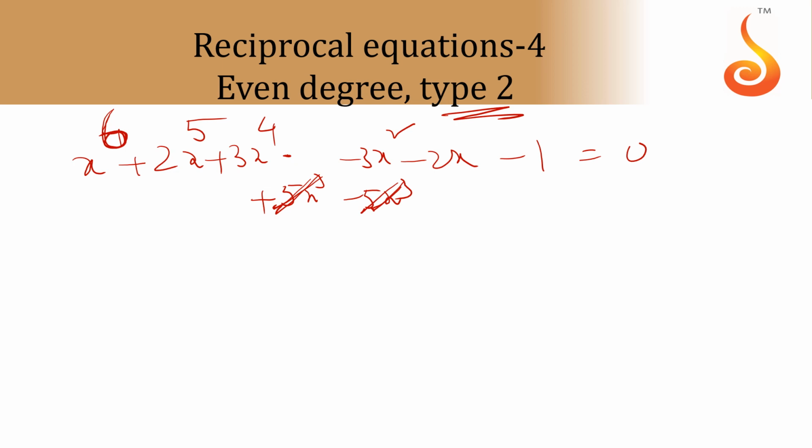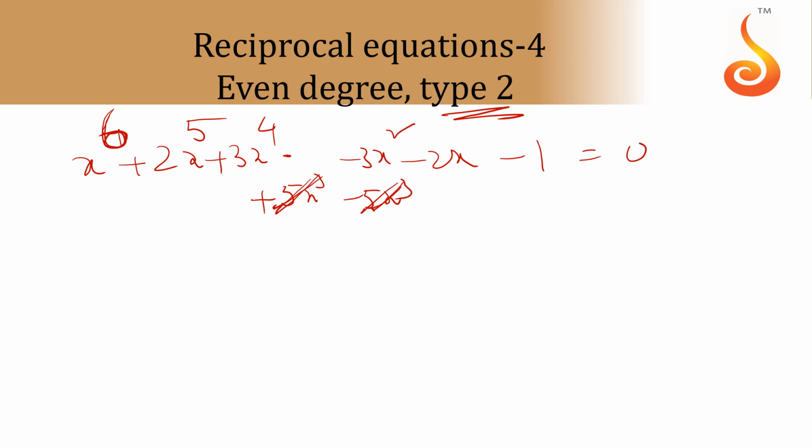So only this is the equation, x power 6 plus 2x power 5 plus 3x power 4 minus 3x square minus 2x minus 1. So that middle term should not be there because the middle position is from first and from last same position you have. But according to type 2, it should have coefficient from this side and from that side, the sum must be 0. So additive inverse to each other. So 0 should be the coefficient of that term. So the term won't be there.